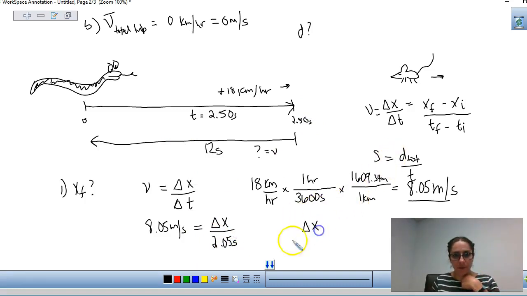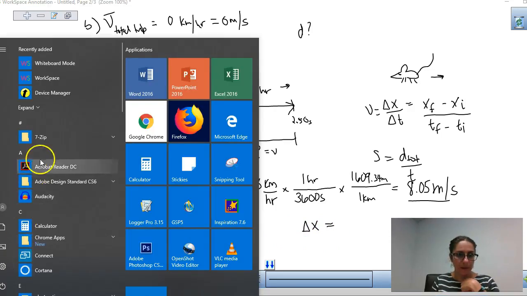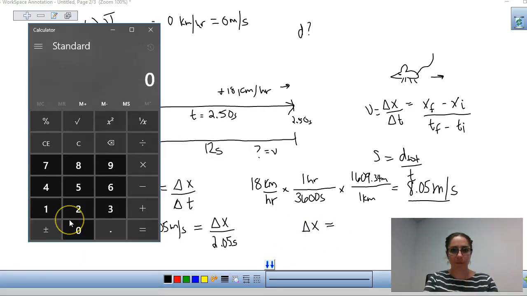So, solving this, I have to multiply by 2.5 on both sides. And when I do, solving for x here, I think most of you are comfortable with this. 8.05 times 2.5 gives me 16.5.